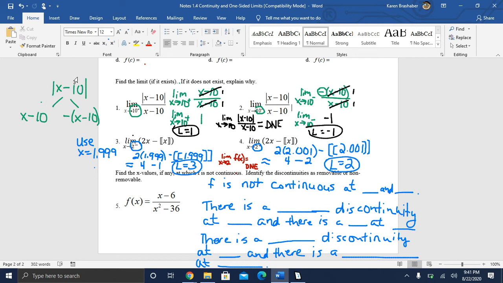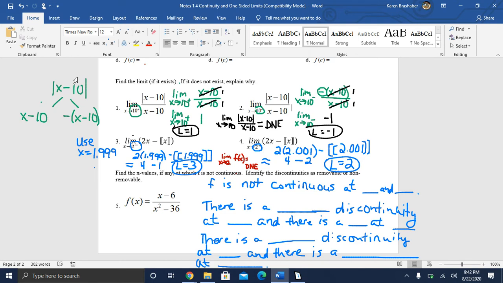So with absolute value, you can do some algebra. In fact, you need to remove the absolute value and see what's going on. With greatest integer functions, you have to investigate those numerically. You can create a table, or you can just work with a number that's very, very close to the c value that you have, and find out what's happening to the values.